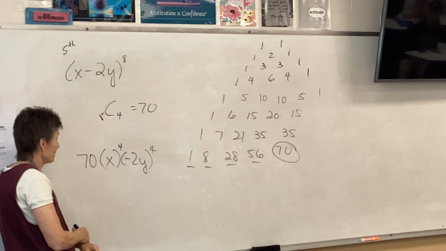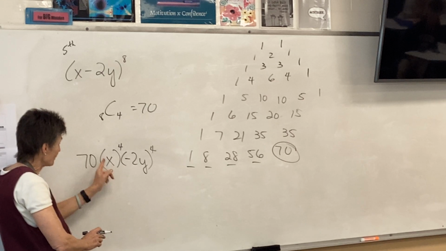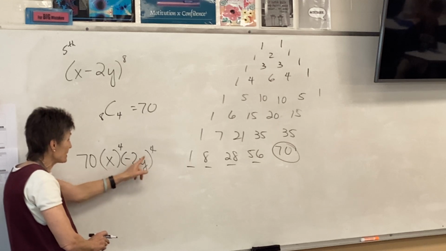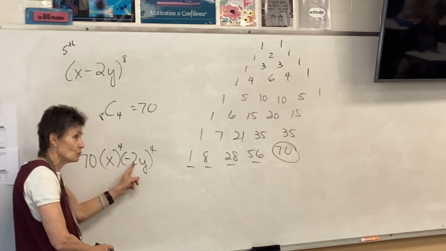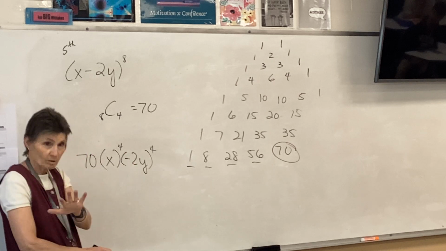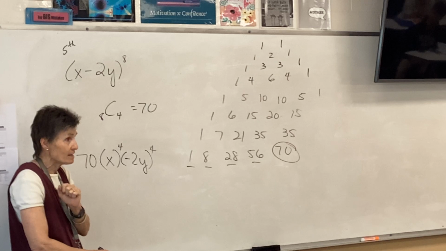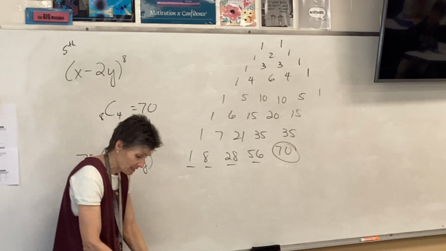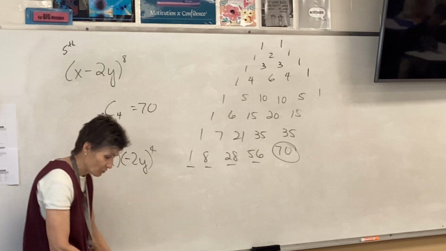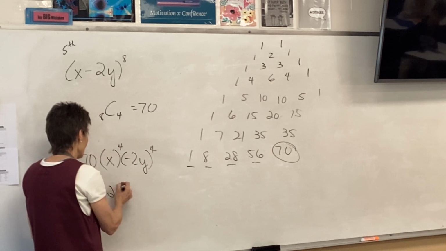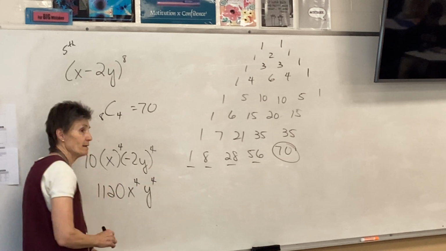Now we simplify. Luckily, there's no number there, so I don't need to worry about that. But this is a number. So what is that number going to be? Negative 2 to the 4th power is going to be positive 16 times 70. So did you get 1120? Yeah. And then of course we have our x to the 4th and our y to the 4th.